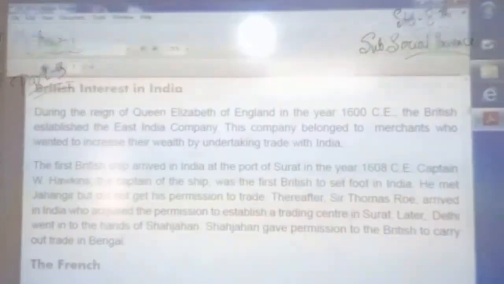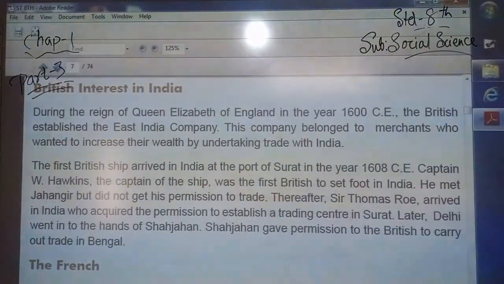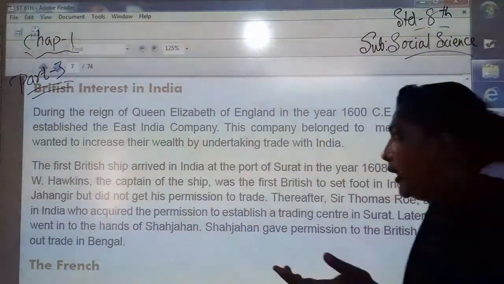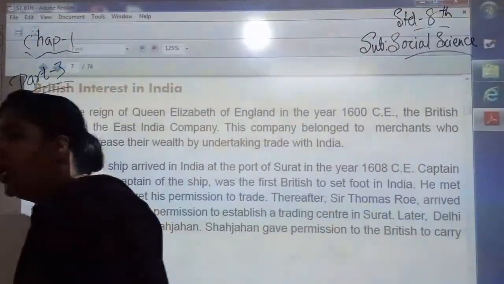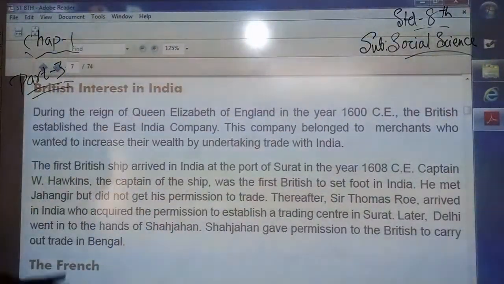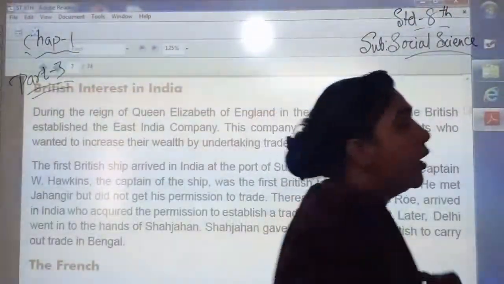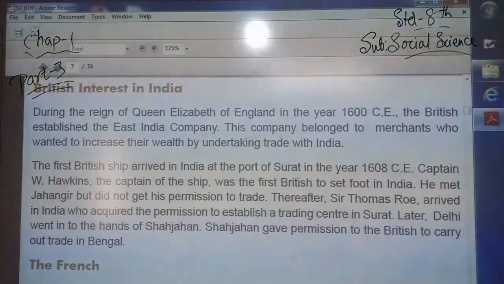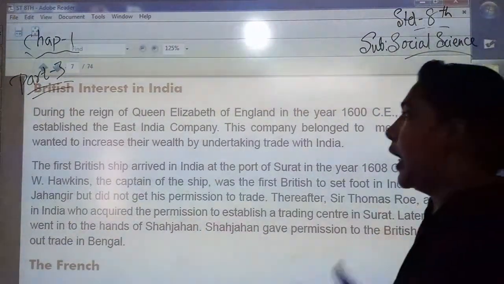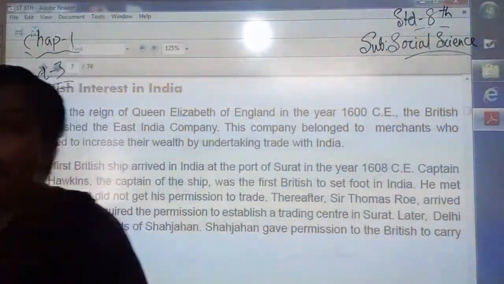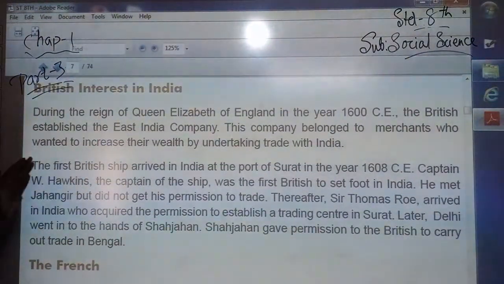In the year 1600, the European peoples, such as the Portuguese and the Dutch, had already arrived. From the 14th century they came, and the British ruled over our country for more than 200 years. First they started for trade and business, and afterward they started ruling over us, and that's how they came to rule over our nation.